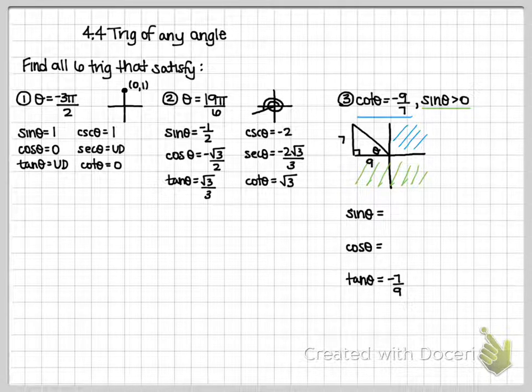Now you need this to be negative. Let's be smart about it. The 7 is not going to be negative because it's up. The 9 is going to be negative because it is left.